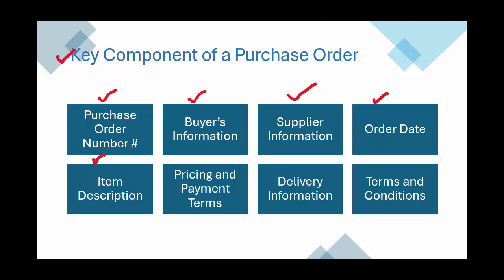6. Pricing and payment terms, includes unit price, total amount, payment due date, or installment arrangements. 7. Delivery information, desired delivery date, shipping method, and location. 8. Terms and conditions, any additional agreements, such as return policies, warranties, or penalties for delayed delivery. A purchase order becomes a formal commitment, as the supplier is expected to fulfill the order exactly as detailed in the PO. The buyer can use the PO to verify that the delivered items match what was ordered.